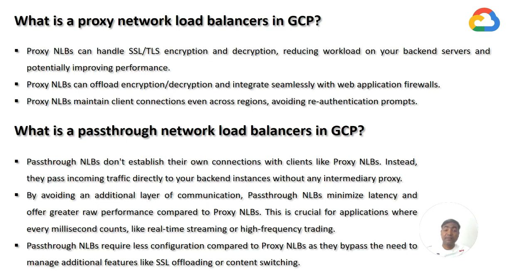This provides several advantages over standard NLB, like SSL offloading. Proxy NLB can handle SSL and TLS encryption and decryption, reducing the workload on your backend servers and potentially improving performance. Content switching redirects traffic based on specific criteria like URL path or custom header, allowing for testing, localized versions, maintenance bypasses, and more. Global load balancing distributes traffic across backend instances in multiple regions while maintaining client connection, ensuring a consistent user experience.